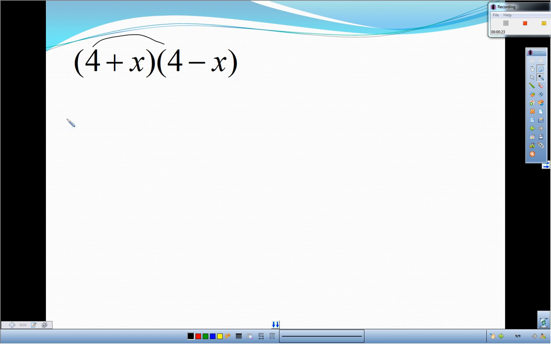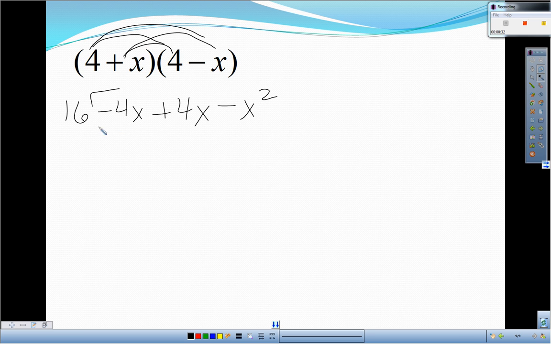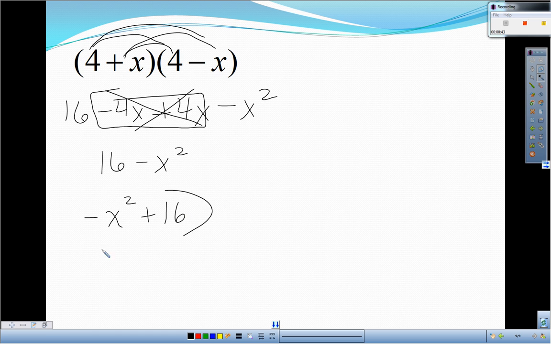4 times 4 is 16. 4 times negative x is negative 4x. x times 4 is 4x, and positive x times negative x is negative x squared. Now you want to see if there's any like terms that can combine together, and negative 4x plus 4x cancel out, so that leaves me 16 minus x squared, but write this in standard form, so I'll have negative x squared plus 16, and we would call this a quadratic binomial, because it's of degree 2 with 2 terms.